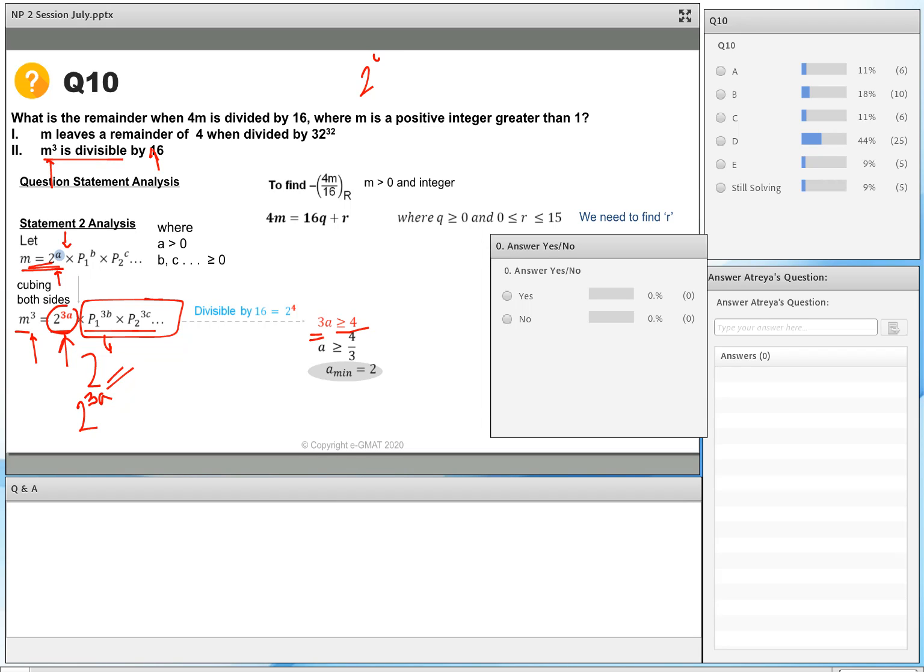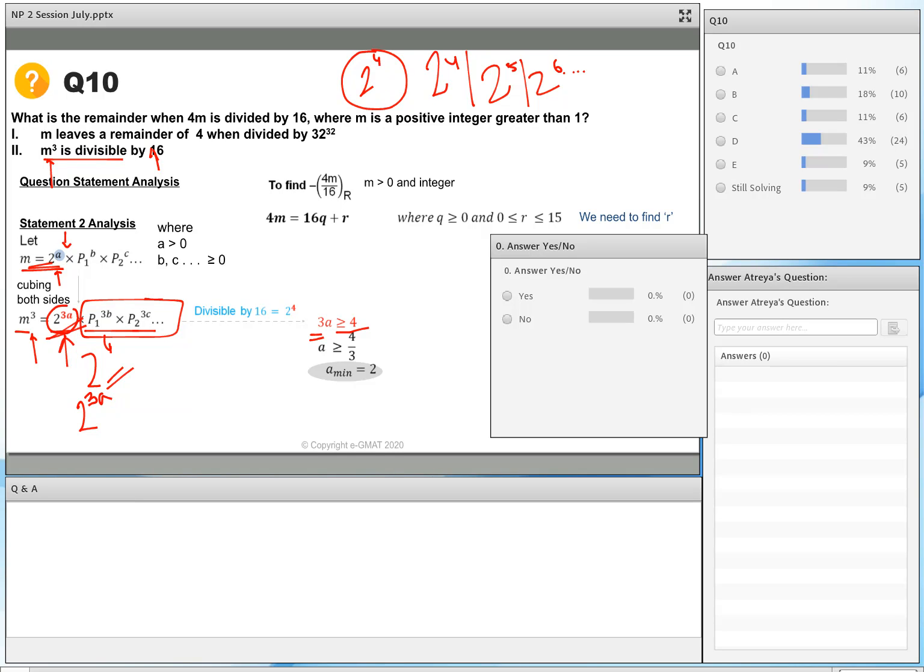I know that m to the power 3 has to have a 2 to the power 4. If I say that m to the power 3 has a 2 to the power 4 or a 2 to the power 5 or a 2 to the power 6 or anything that is greater than 2 to the power 4, that suffices my statement. Will I be correct? Yes or no? Yes, right? Perfect. Let me end the poll. Thank you for all of your answers. Let me clear all the answers.